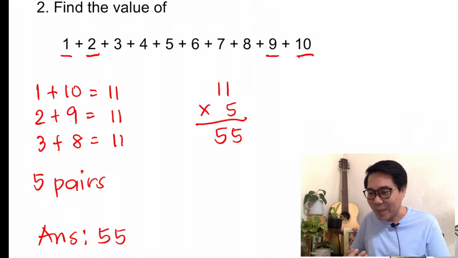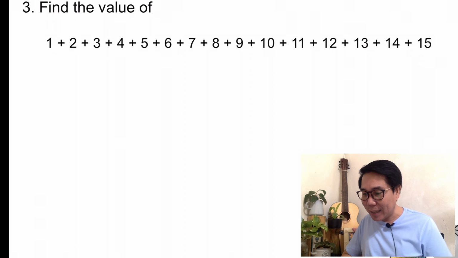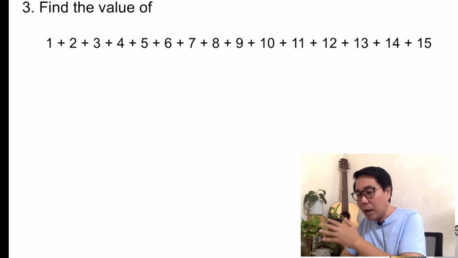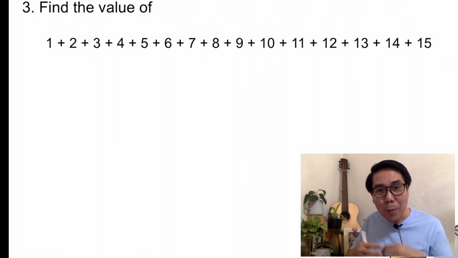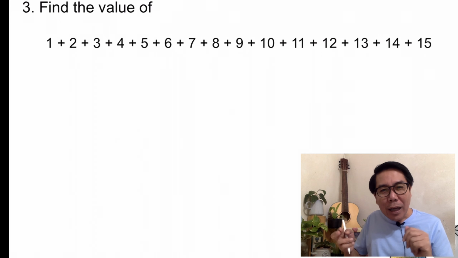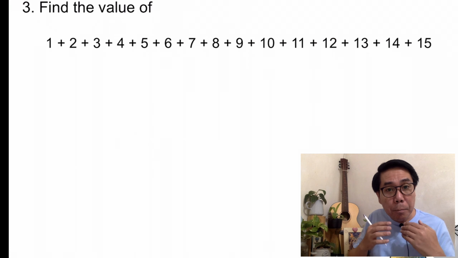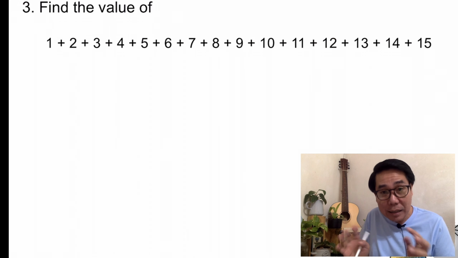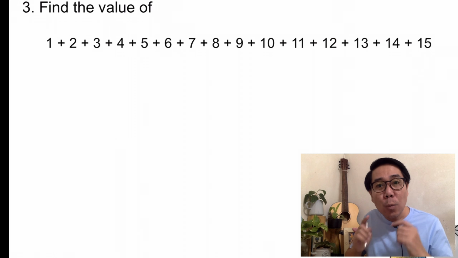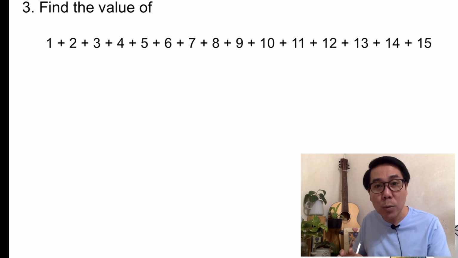So it's easier now, yes? Now let's proceed to example number 3. The numbers are 1 plus 2 plus 3 plus 4 up to 15. This time, there are 15 numbers. If we make pairs, we can have seven pairs of numbers, and there is one number which doesn't have a pair. So what we're going to do is find out what is that number that does not have a pair.